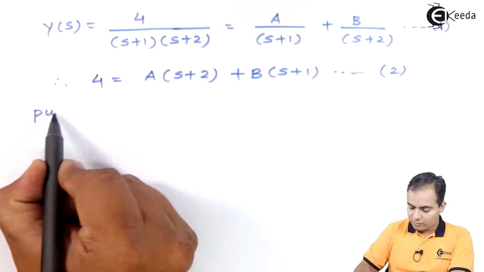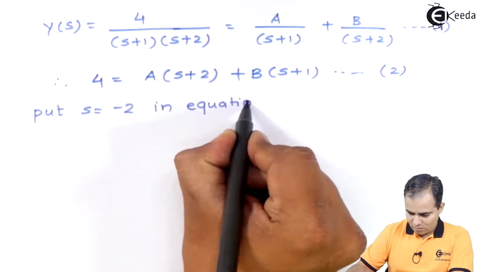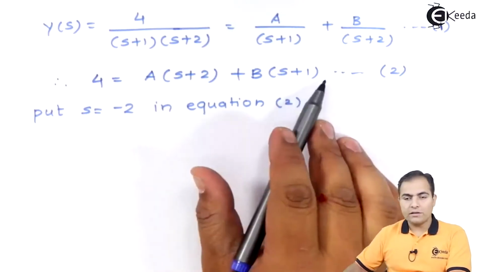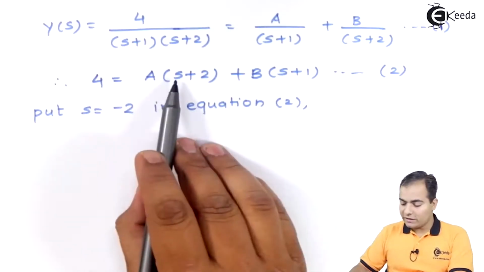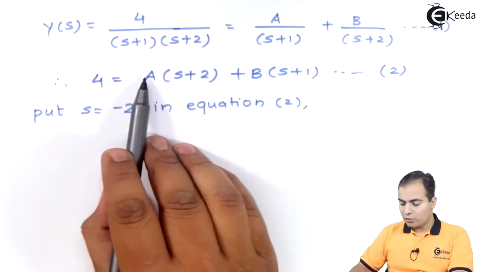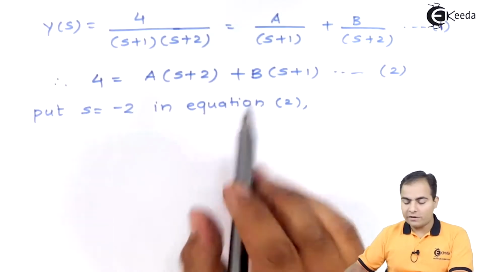So, I'm going to substitute s equals minus 2 in this equation number 2. If I substitute s equals minus 2 in this equation, then this s is replaced by minus 2. Minus 2 plus 2 becomes 0, so the whole A term is multiplied with 0. So A will be vanished. Only the B term will be there.